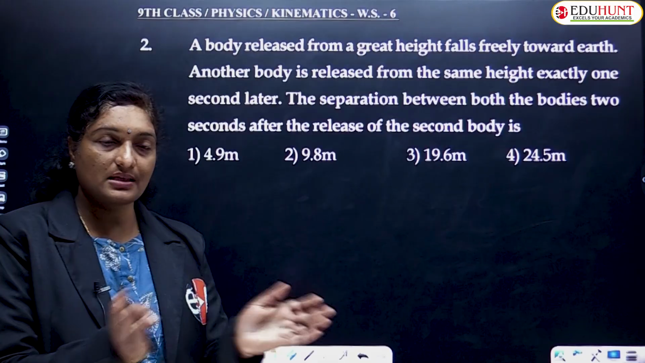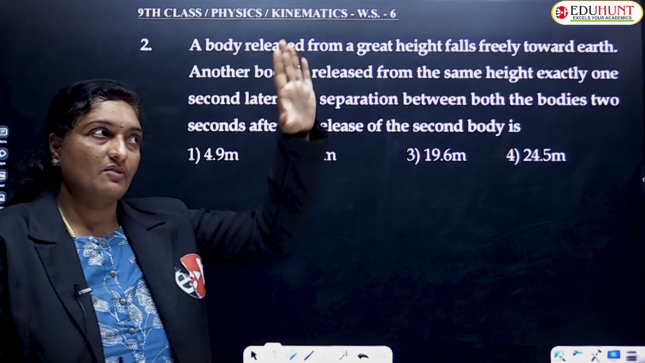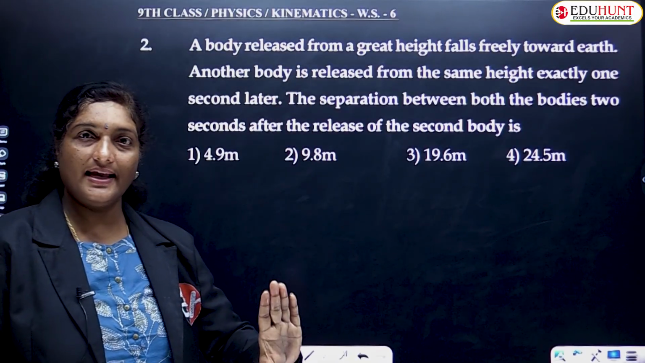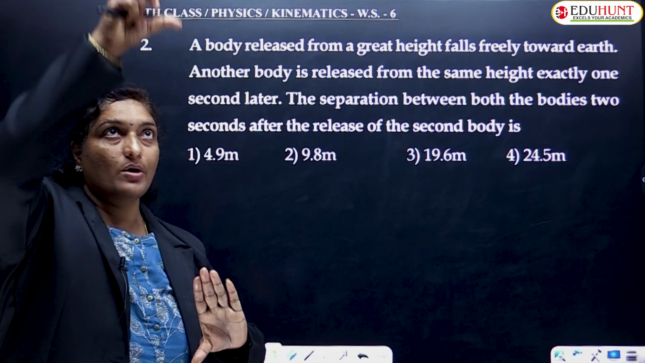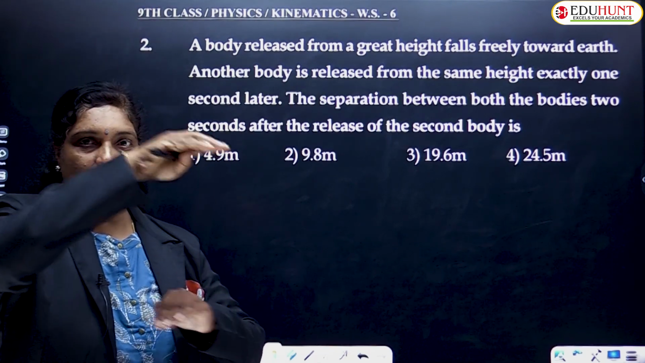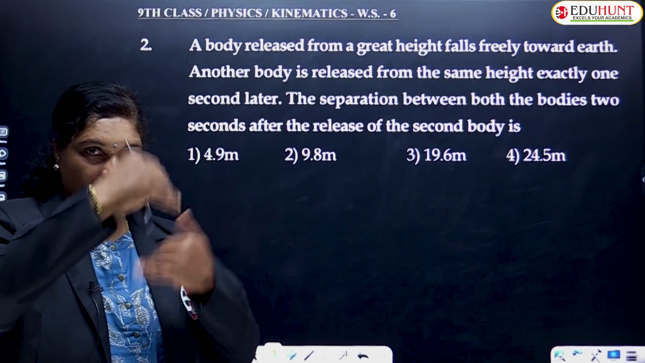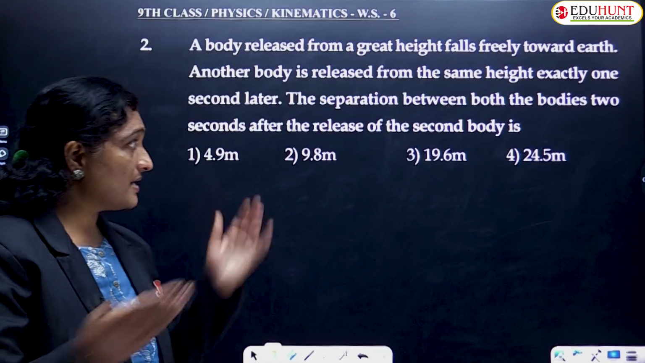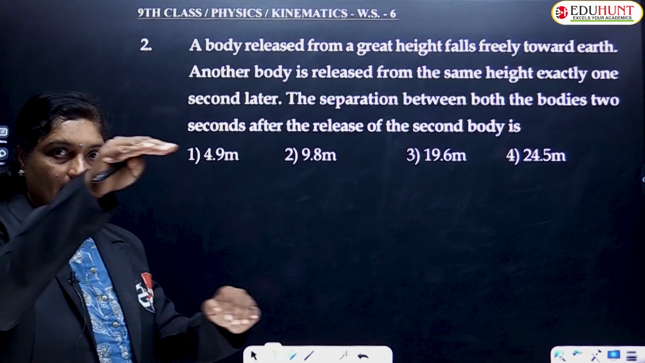If you divide these two, half of G gets cancelled. Okay, children? So H1 by H2 is equal to T1 square by T2 square. This is the general concept, but the same thing can be worked out in another way.